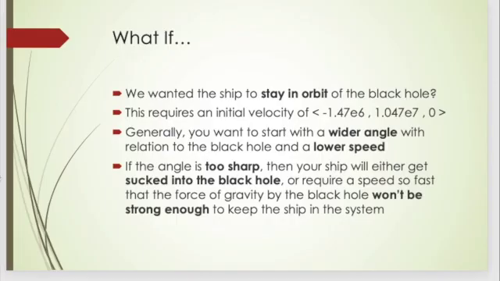This trajectory takes a much wider angle and is able to enter that sweet spot where it will keep going around the black hole. So in conclusion, if the angle is too sharp, then your ship will either get sucked into the black hole or require a speed so fast that the force of gravity by the black hole won't be strong enough to keep the ship in the system.